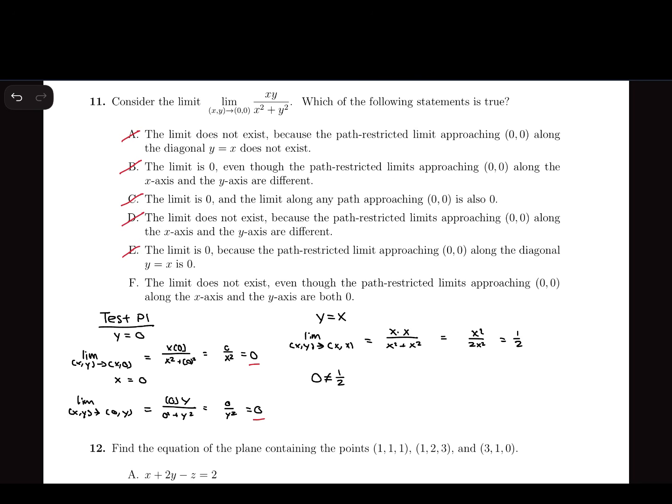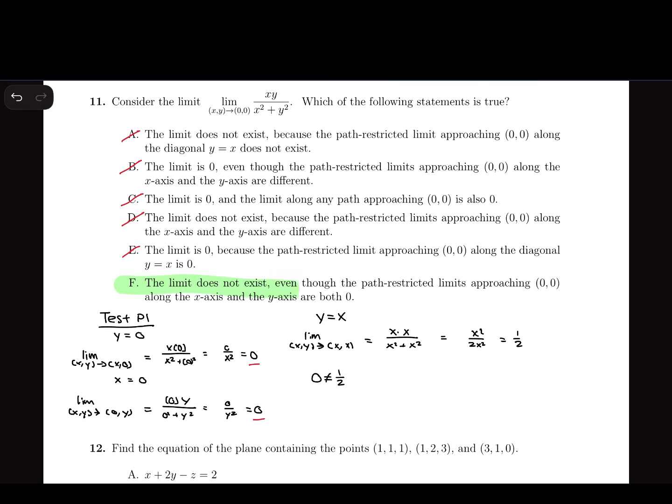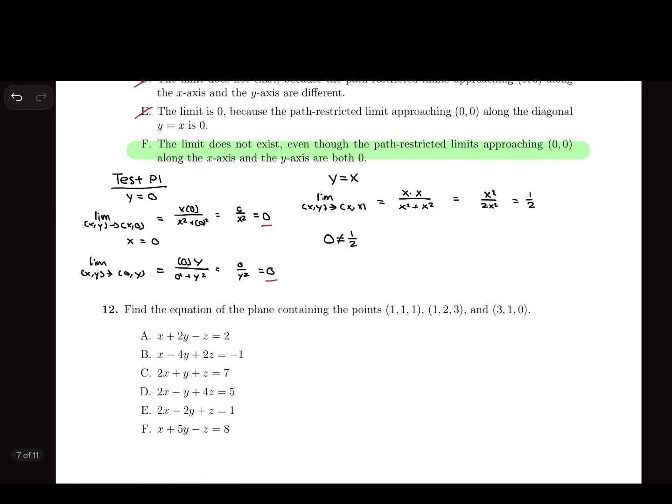And then for F, it says the limit does not exist even though the path restricted limits approaching 0, 0 along the x-axis and y-axis are both 0. And in this case, that is our correct answer, answer choice F. So that is question number 11. This is a limits question. Test your paths. Okay, moving on to the next question.